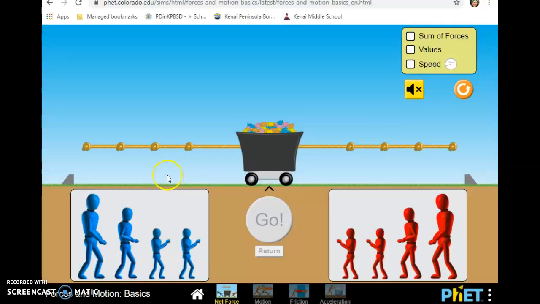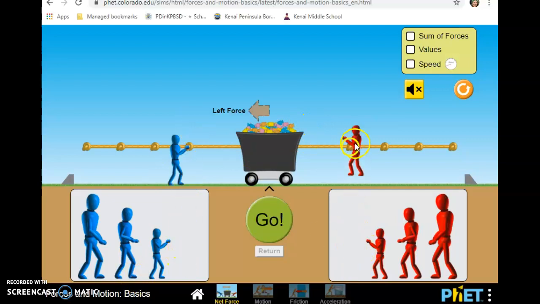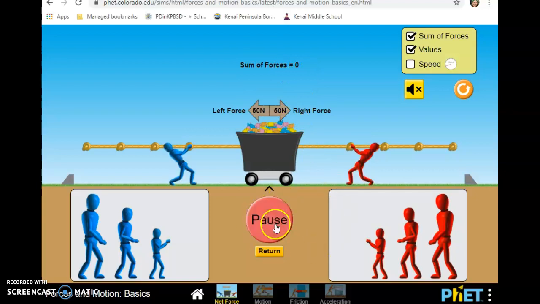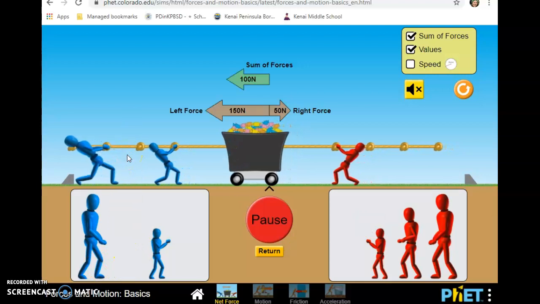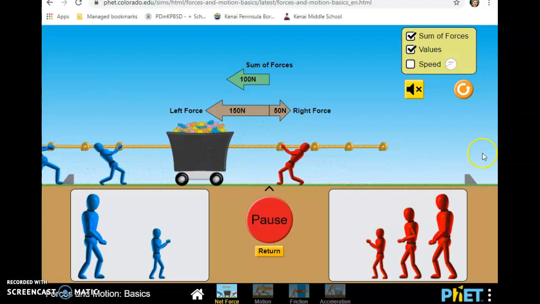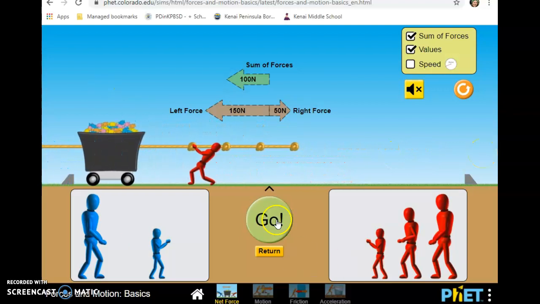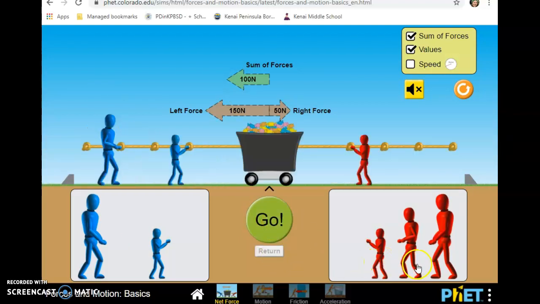If you go to net force, you can run a little tug of war. So they're each going to apply 50 newtons of force. Okay, the sum of forces is 0. So if we hit go, you can expect it not to go anywhere. But if I add this guy's big brother, all of a sudden we get some unbalanced forces and we get motion. Okay, you can pause, return. So feel free to play around with that. This is an awesome website.